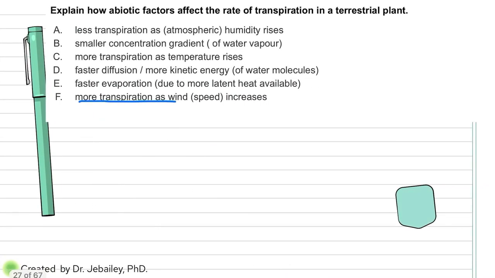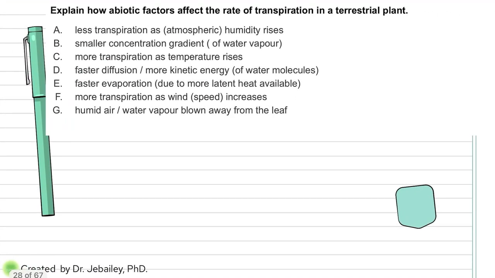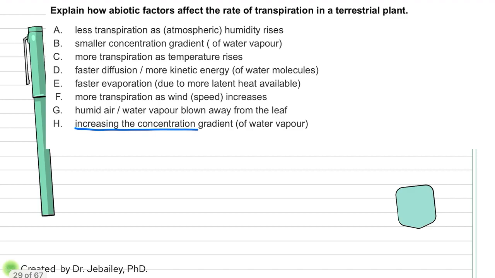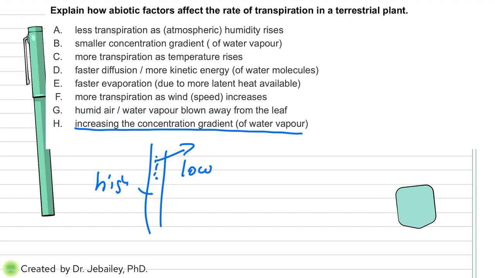More transpiration as the wind increases. Humid air, water vapor blown away from the leaf. Exactly. So if you're getting all those water droplets on the leaf out of the way, that means you have more space for more water to leave. Increase the concentration gradient of the water vapor, which again, if you have a bunch of water here and you have water here, and then suddenly the wind comes and blows away this, what does this make? This makes the inside high compared to the outside, which is low, and voila, more water will come out. That's why it says increasing concentration gradient.